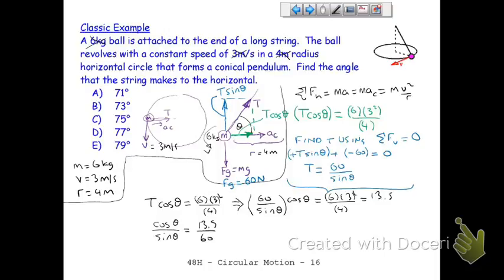Now, what is cosine theta over sine theta? Can you remember that? It's cotangent. And how did you get it? Did you just remember it or did you figure it out? Okay, yeah, I can figure it out. I'm not good at memory.